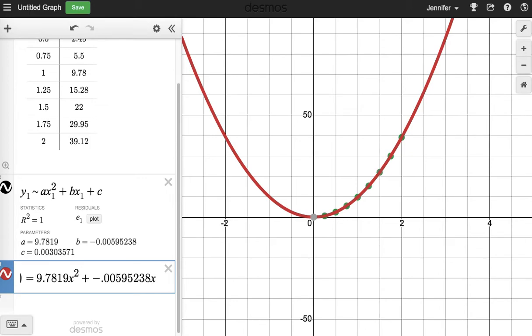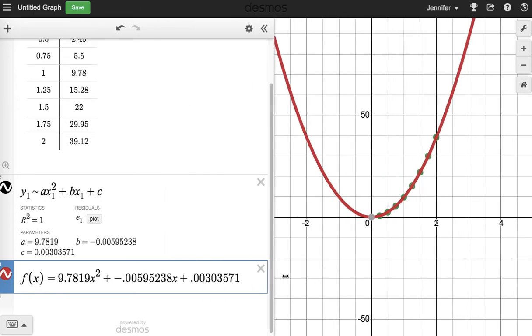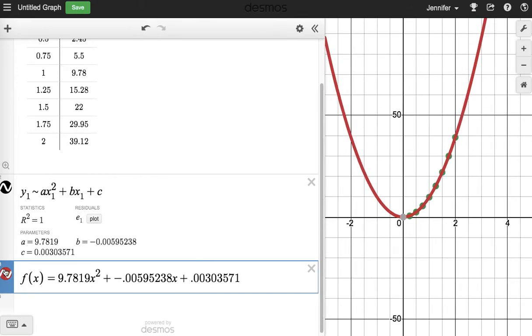All right, and then I'm going to put x, and then finally my c is 0.00303571. And you can see that that equation fits my model pretty well. If I turn off the regression model and I turn on the one that I've used, I've got the same thing. And we are going to just restrict the domain so that x is greater than or equal to 0.